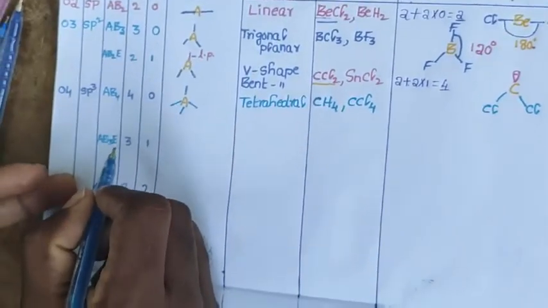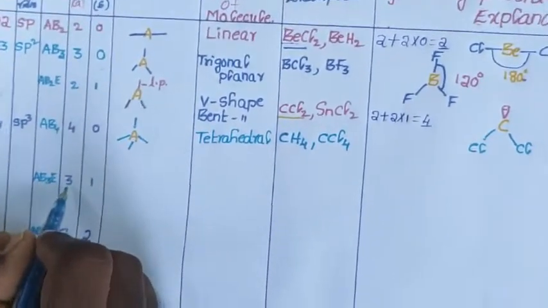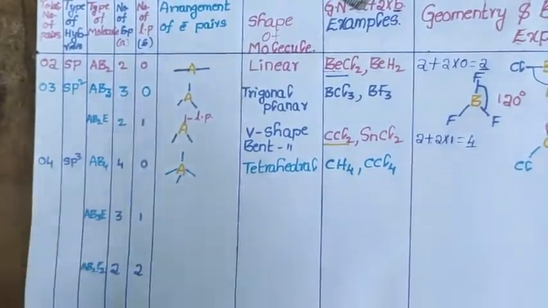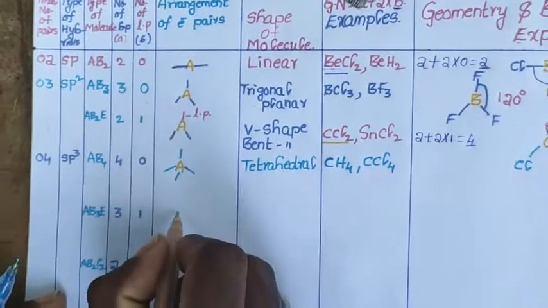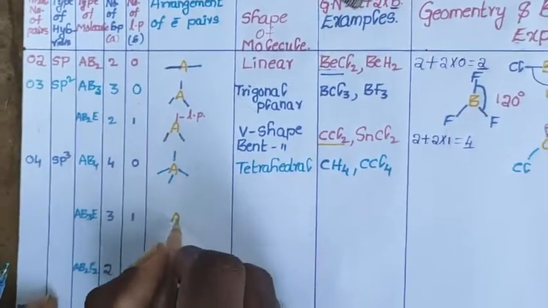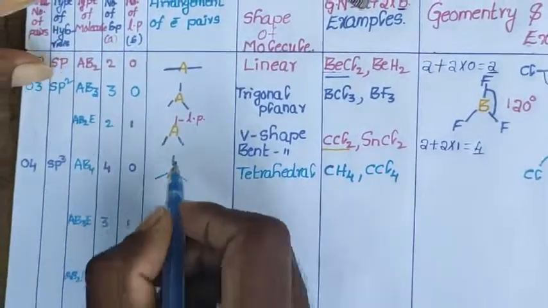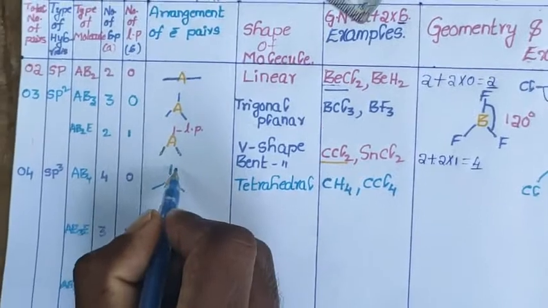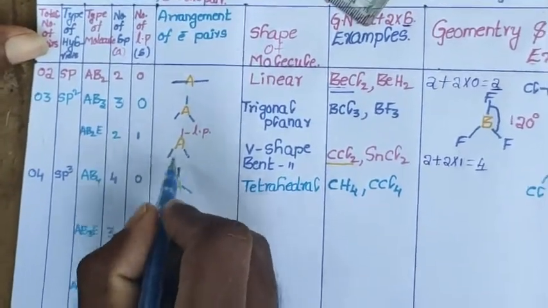AB3E. So it means 3 bond pairs and 1 lone pair. So let us see the arrangement of electron pairs around the central atom. So this is the central atom. You can remove this bond pair and place 1 lone pair there. Clearly observe.